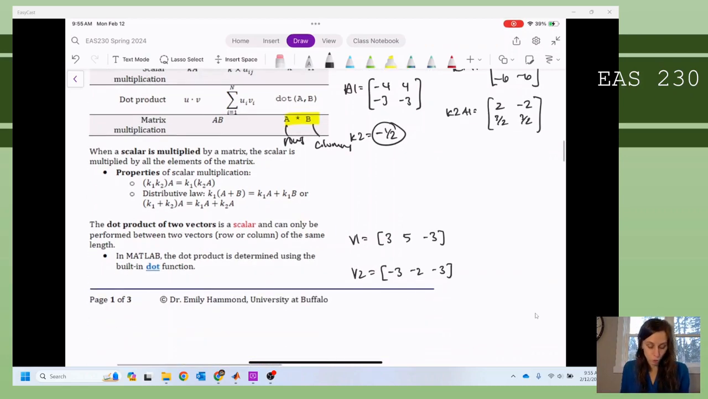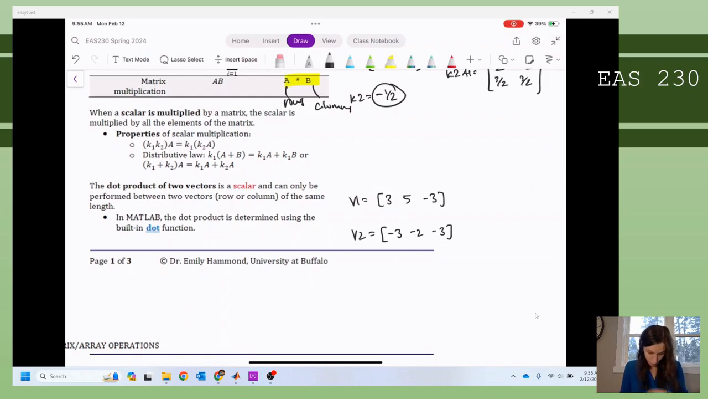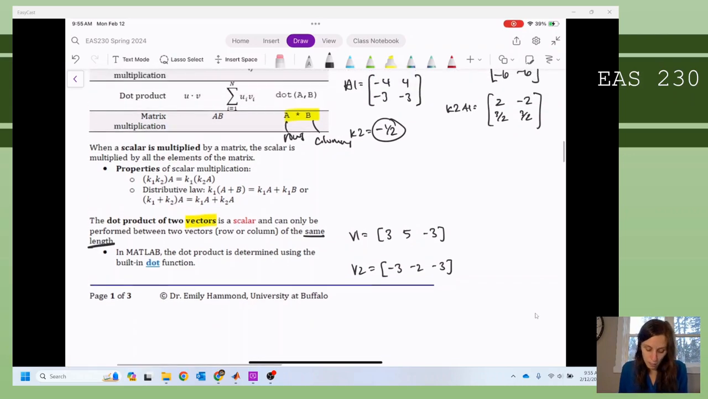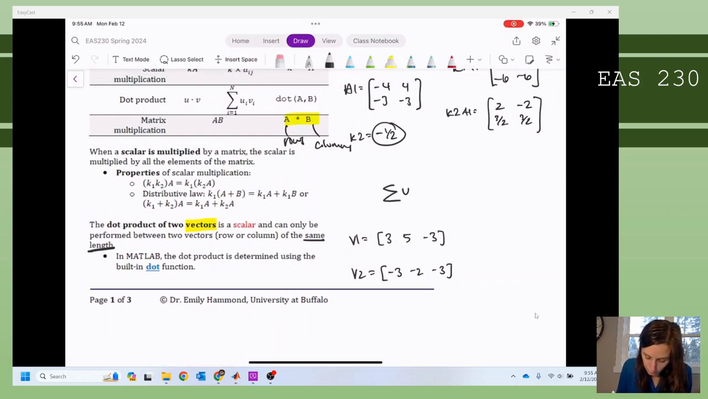If you don't remember how to do the dot product of two vectors, the dot product is performed between vectors, and the result is going to be a scalar. So one caveat, the dot product can only be performed between two vectors of the same length. So for example, if I have v1 times v2, both have the same length, they both have 3 elements. It doesn't matter if they're rows or columns. And my dot product equation looks like this, where this sigma here indicates summation. So I'm adding up a bunch of numbers.